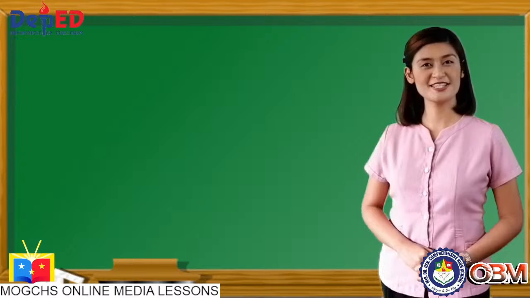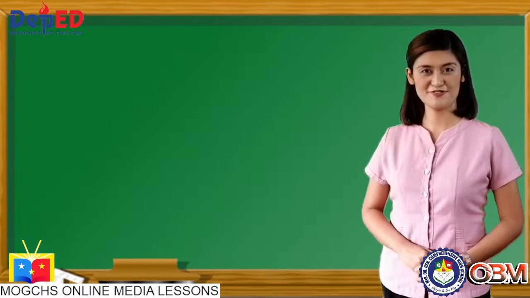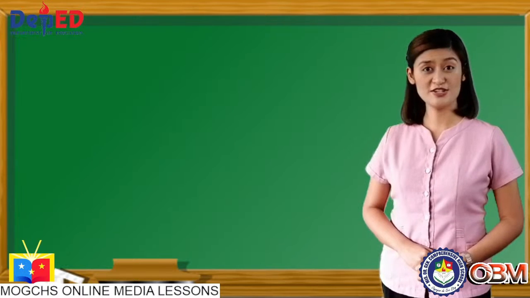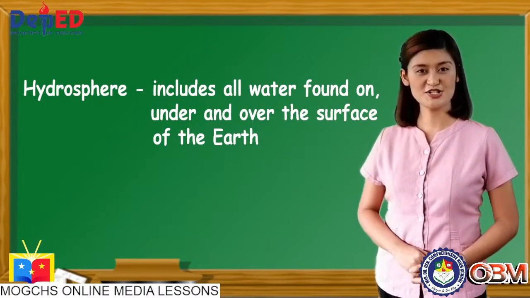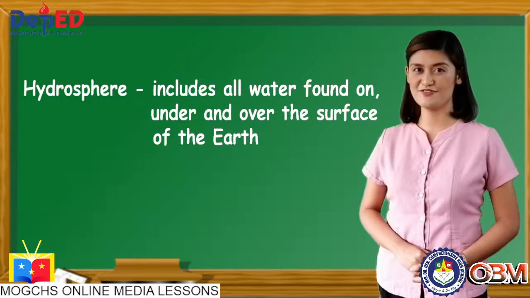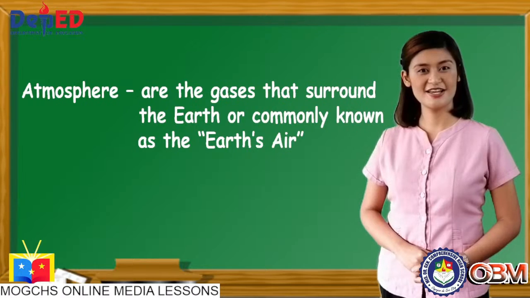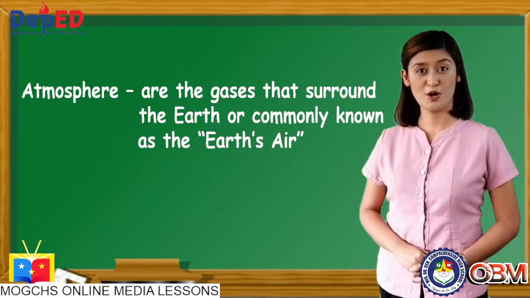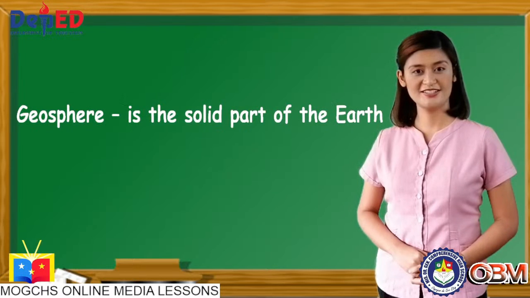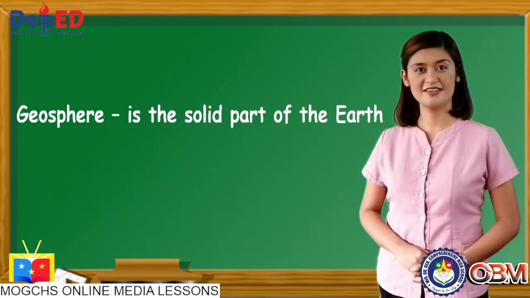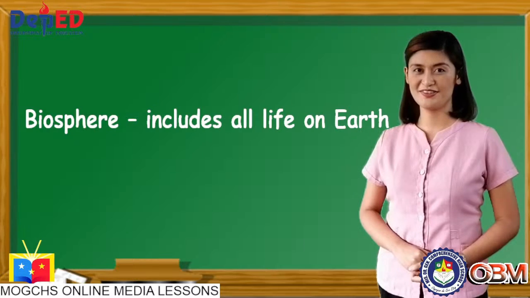So those are the four subsystems of the Earth. Let's have a brief recap on our topic for today. We have hydrosphere, which includes all water found on, under, and over the surface of the Earth. The atmosphere, which are the gases that surround the Earth, or commonly known as the Earth's air. The geosphere, which is the solid Earth, and biosphere, which includes all the life on Earth.